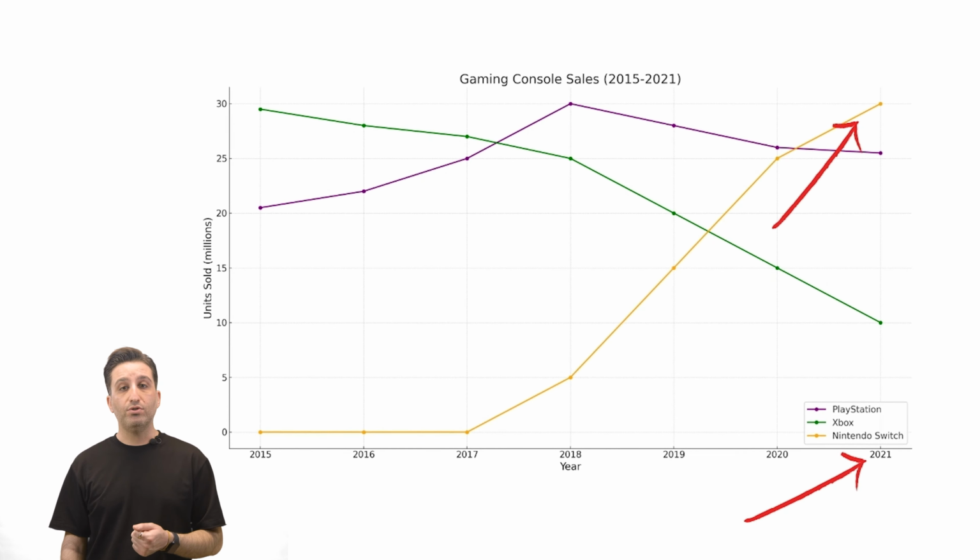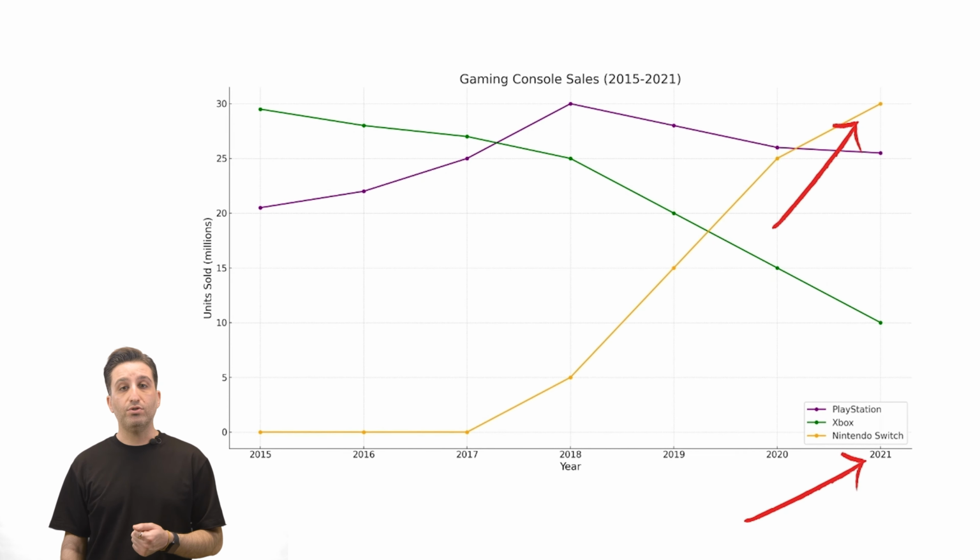So we are going to start the second paragraph with a signaling phrase that shows our overall viewpoint of the graph. Overall, the sales figures for PlayStation and Nintendo Switch console saw an uptick throughout the observed period, contrary to Xbox, which experienced a decline in popularity.